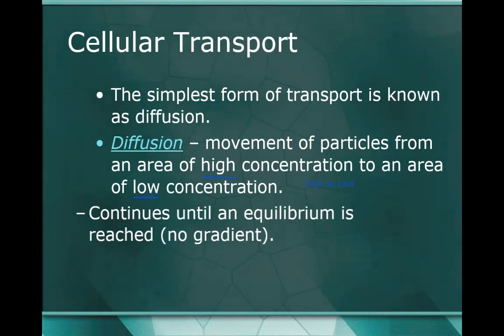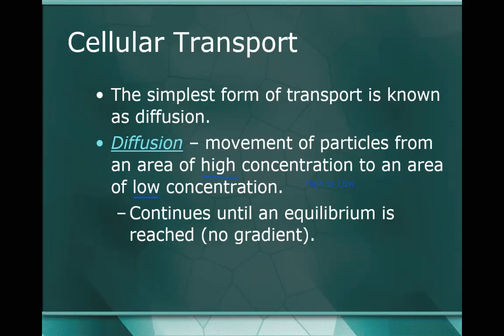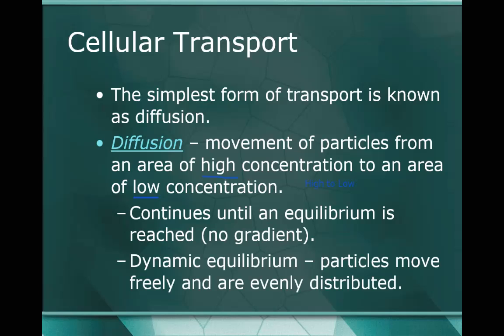So, it's always going to keep moving until it reaches equilibrium, and there is no difference between one side of the membrane and the other. So we're going from the higher area to the lower area of concentration. But I also want you to realize that it doesn't just stop at that point. The molecules have some inherent energy and they're going to constantly keep moving. This is what's known as a dynamic equilibrium. Particles will move freely and are evenly distributed.